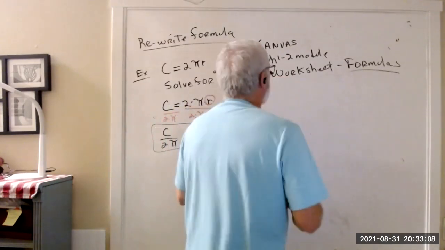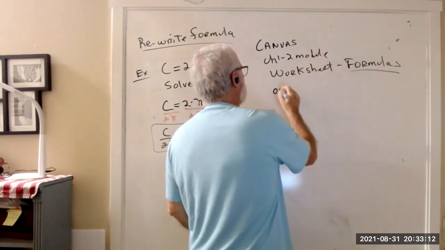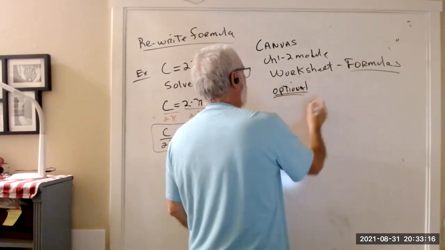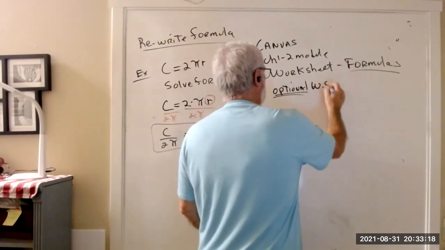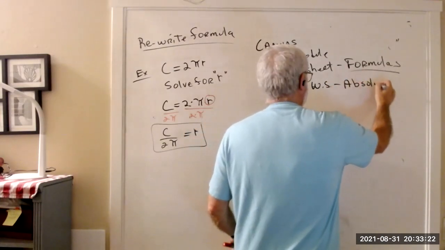Also, in Canvas, in the chapter 1-2 module, there is an optional worksheet on absolute value.